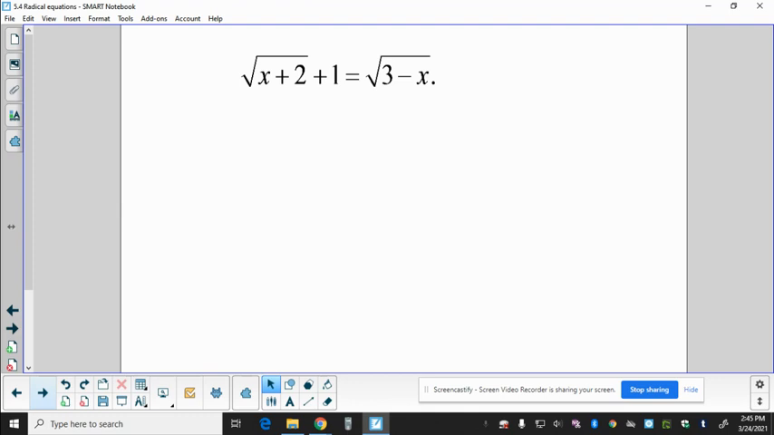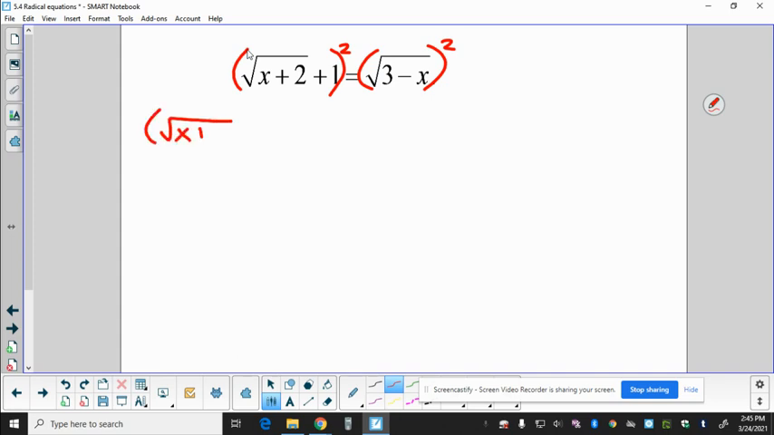Okay, let's take a look at this. How would you go about solving this? If you've got square roots, you need to get rid of them. We need to square both sides. All right, let's see what's happened. So over here, on the right-hand side, it's just going to be 3 minus x.